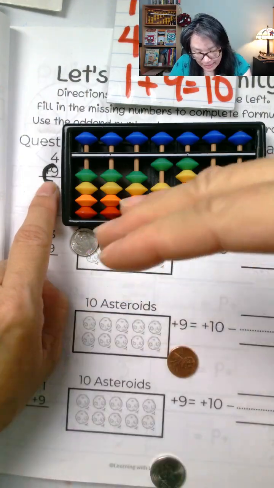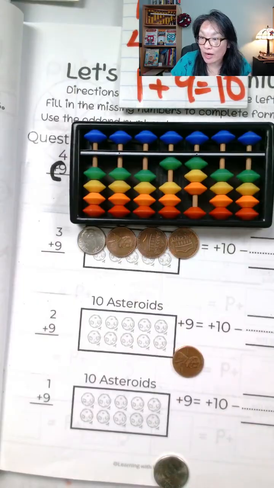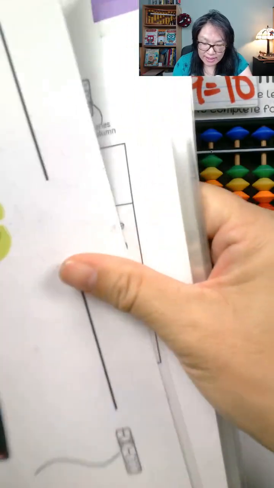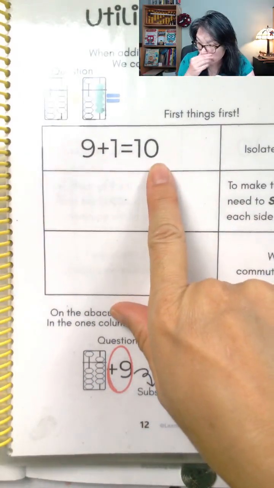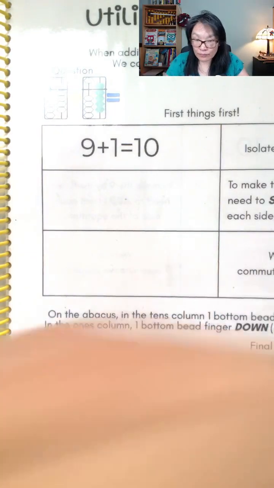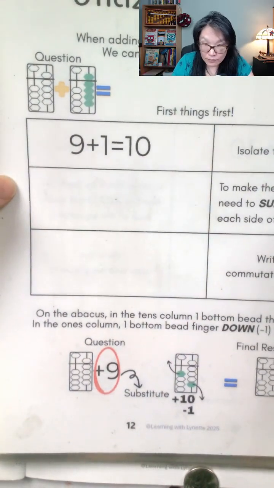But again, this is a concept. So what did we just do? We power up our concept. We power up the addition sentence. The addition sentence is what? Plus the 1, 9 plus 1 is equal to 10. What did we do? We did some modification. Modify! Modify!